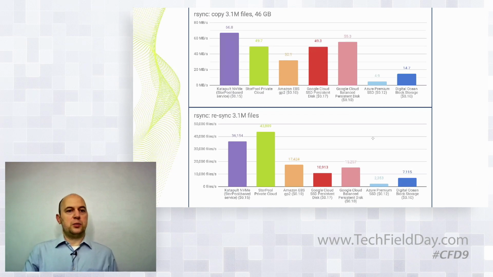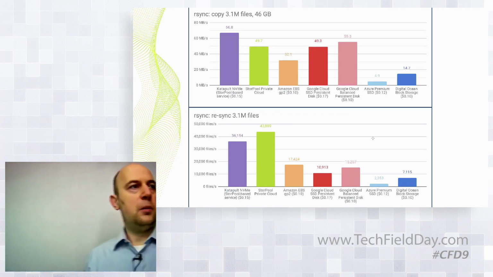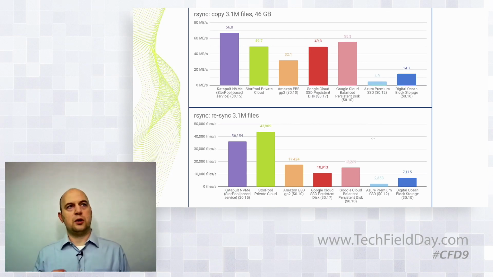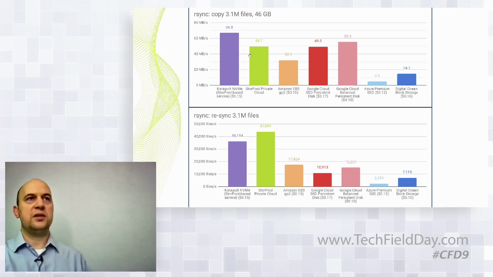This is the rsync benchmarks. There are 2 of them. One is copying 3 million files from one directory to another directory, right? And it's measured in megabytes per second. And you'll notice it's only 60 megabytes per second.